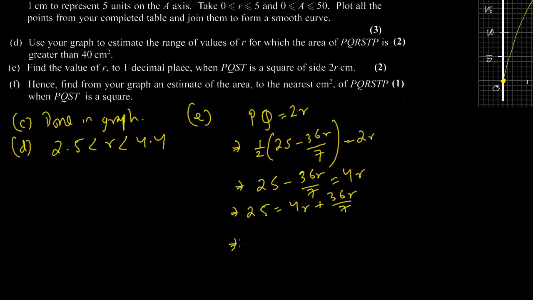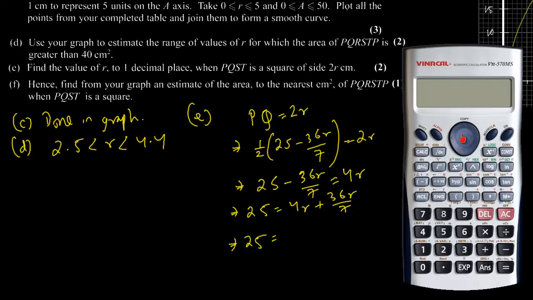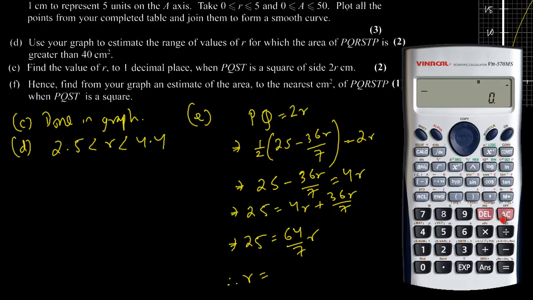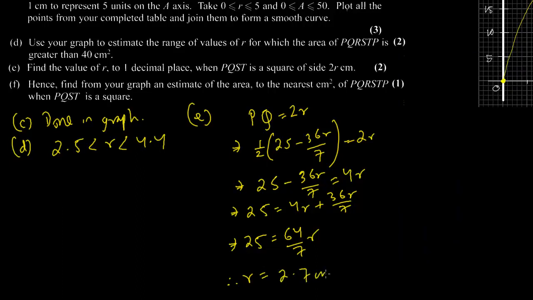And using the calculator, we can write 25 equals, if I take R common, 4 plus 36 by 7. That would be 64 by 7 R. Therefore, R equals 25 divided by 64 by 7, and that is 2.73. They told us to write down the answer in one decimal place, so it would be 2.7 centimeter. It might seem tricky because we are expecting to use the graph, and they said just find it. So this is simple algebra, it's not using the graph, so it might seem different.